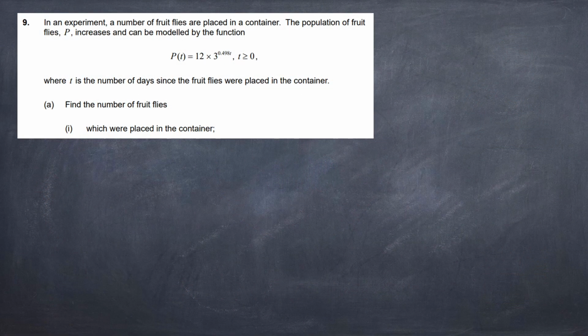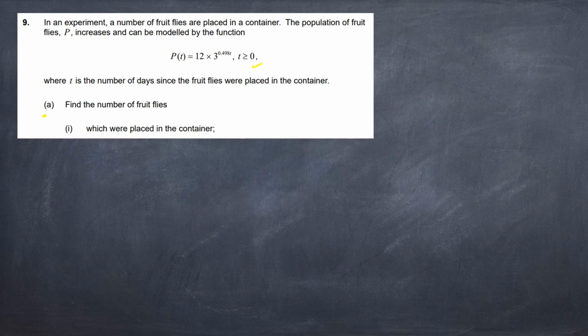So the first question is, in an experiment, a number of fruit flies are placed in a container. The population of fruit flies P increases and can be modeled by the function P(t) = 12 × 3^(0.498t), where t ≥ 0, where t is the number of days since the fruit flies were placed in the container. The first question is: find the number of fruit flies which were placed in the container.